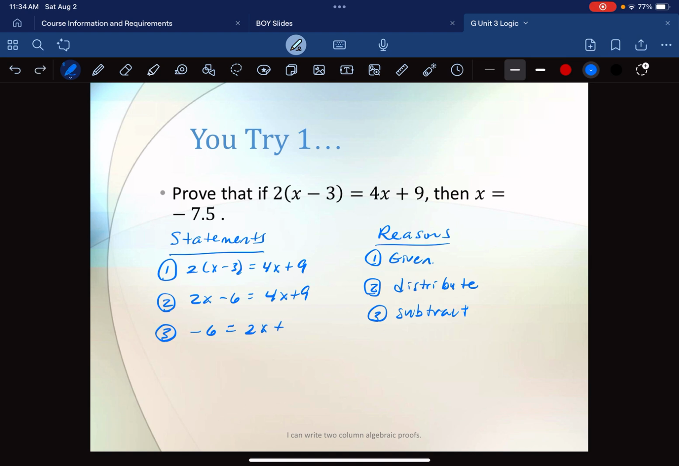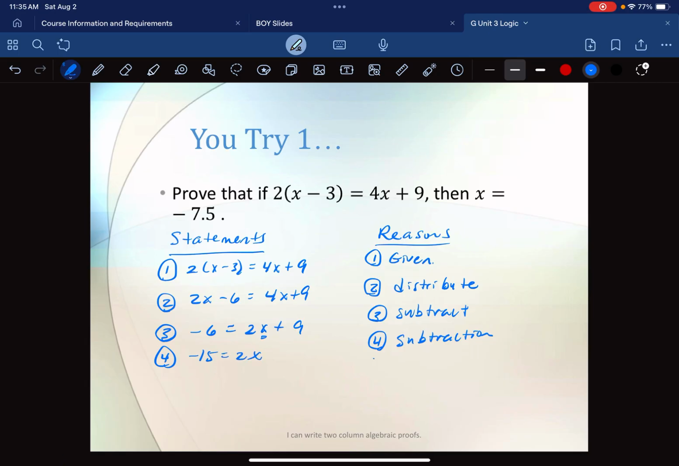Now what? Well, now the negative 6 and the positive 9 need to be on the same side, right? Because here your x is on the right. So we got to get rid of that positive 9. It's positive, so I'm going to subtract. So I'm going to put subtract, and we're going to subtract 9. Negative 6 minus 9 more is negative 15.